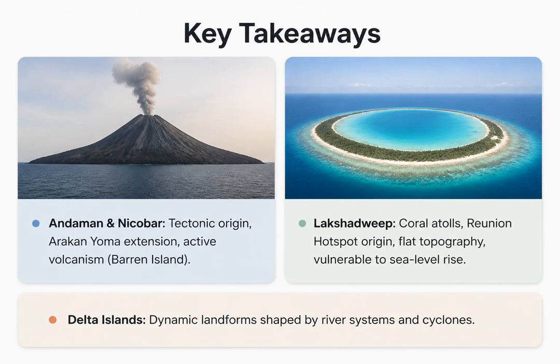To wrap up our study of Indian islands, remember the stark contrasts. The Andaman and Nicobar Islands are rugged, tectonic formations with active volcanism, serving as an extension of major mountain ranges. In contrast, Lakshadweep consists of flat, low-lying coral atolls built on ancient volcanic hotspots, making them highly sensitive to climate change. Meanwhile, delta islands like New Moor and Sagar highlight the dynamic, ever-changing nature of India's river systems.